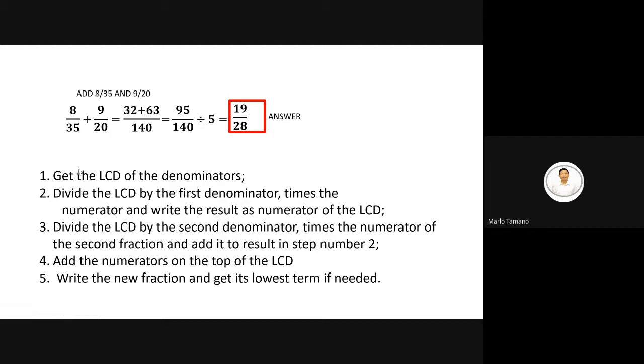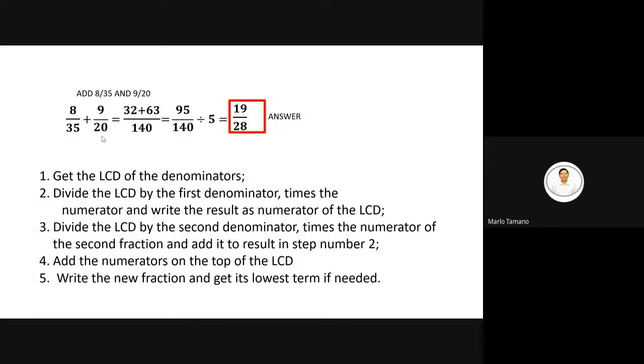Number 1. Anyone? Volunteer? Just read. Please. Kahit sino na po. Okay, Orbe. Number 1, get the LCD of the denominators. Ayan, yun po yung number 1 natin. Kukunin muna natin yung LCD. Next, number 2. Sige, go.